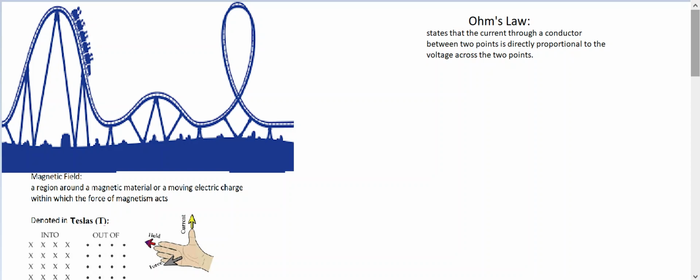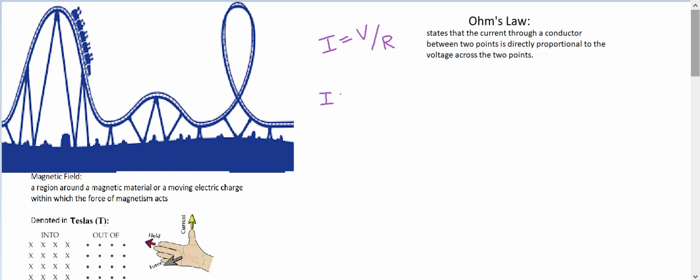In this video, we will learn about circuits and the magnetic fields they create. Ohm's law states that the current through a conductor between 2 points is directly proportional to the voltage across the 2 points. In other words, the current I is equal to voltage over resistance.